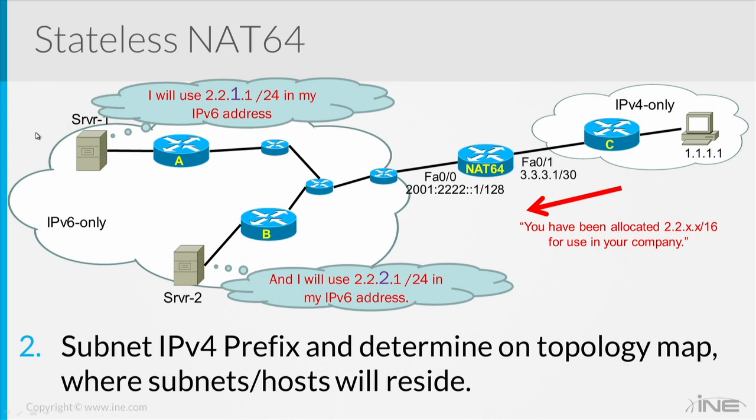All of their IPv6 addresses will have some IPv6 prefix. We don't know what it is yet. But then the IPv4 portion of that prefix will have 2.2.1. This particular server will be 2.2.1.1, and maybe there's another server hanging off of this same thing that's 2.2.1.2, maybe 2.2.1.50, but everything hanging off router A will be 2.2.1. And everything hanging off router B will be 2.2.2. So I'm just doing simple IPv4 subnetting at this point.